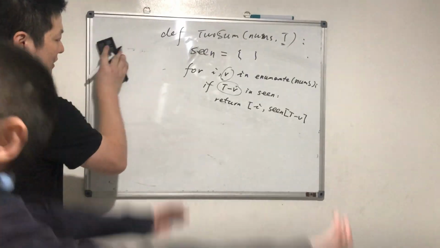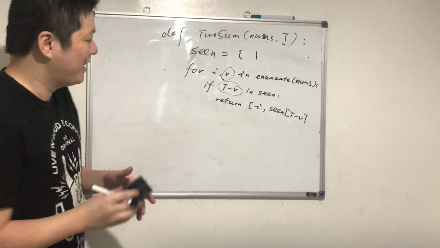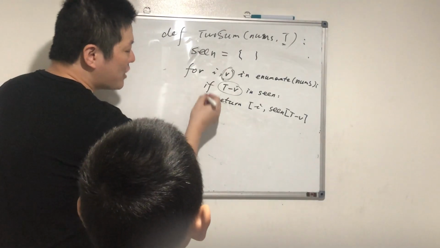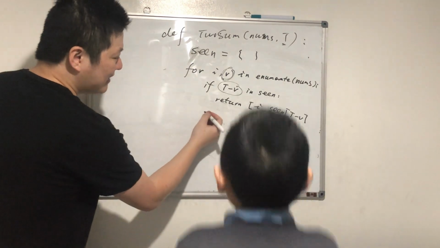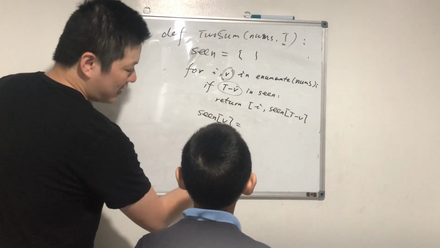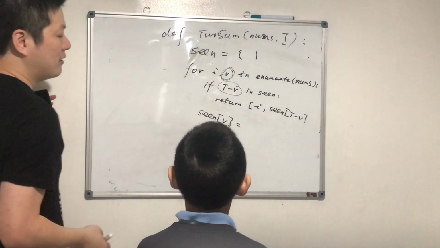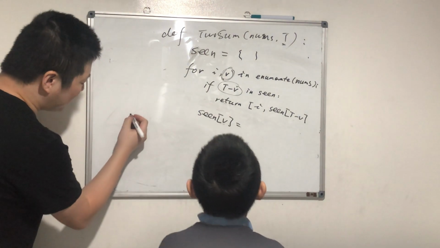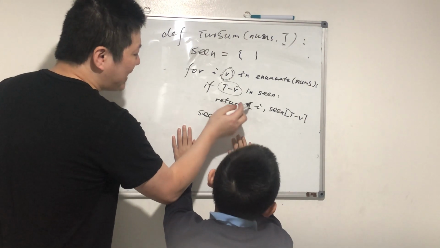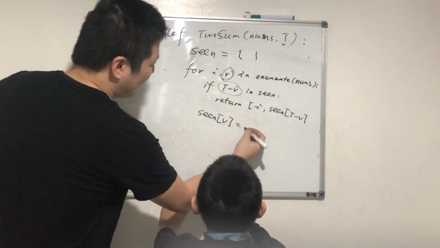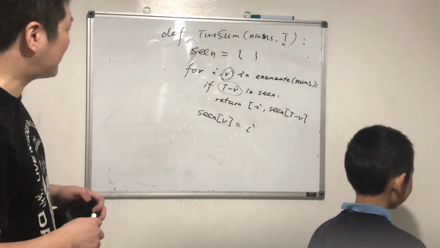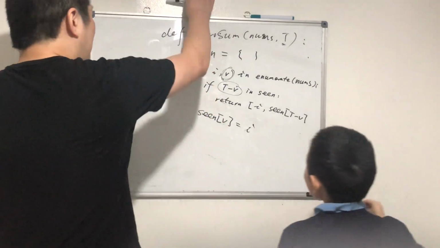So what's missing here? So what we need is to put this v in the notebook with index i, right? Seen of v equals what? The index. What's the index here? Which one is the index? I. Come on, right? You don't need this bit. Okay. Does it make sense? Okay, so that's it.